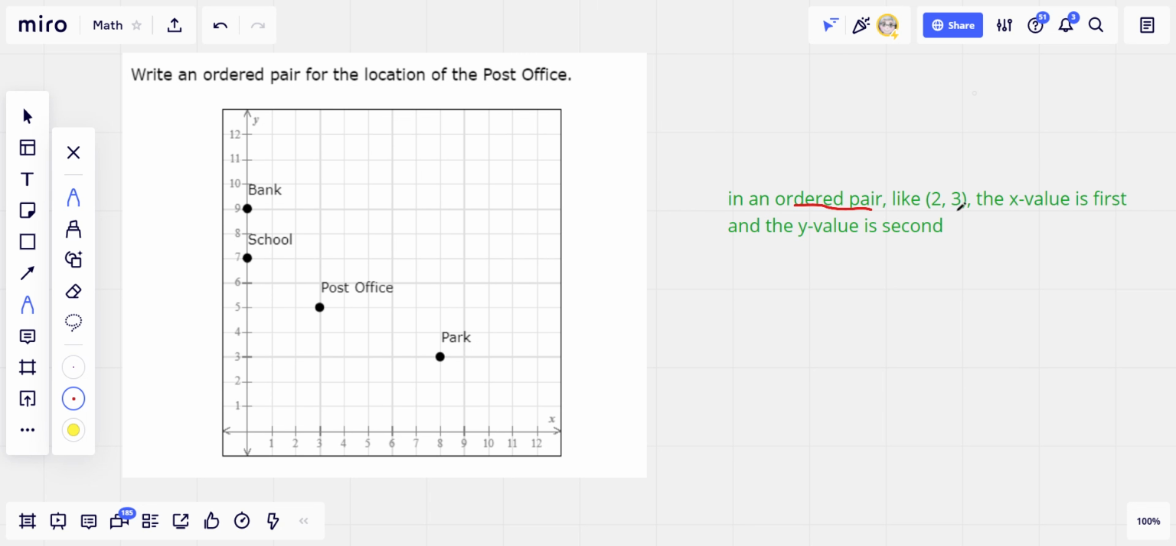So an ordered pair comes in parentheses, has two numbers, and has a comma in between them. The x value is first, and the y value is second. Easy to remember, that's alphabetical order.